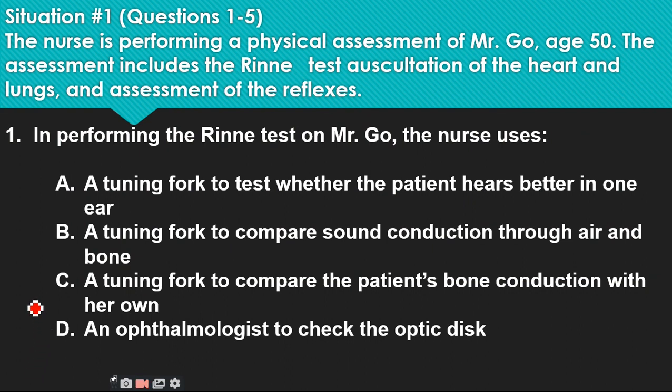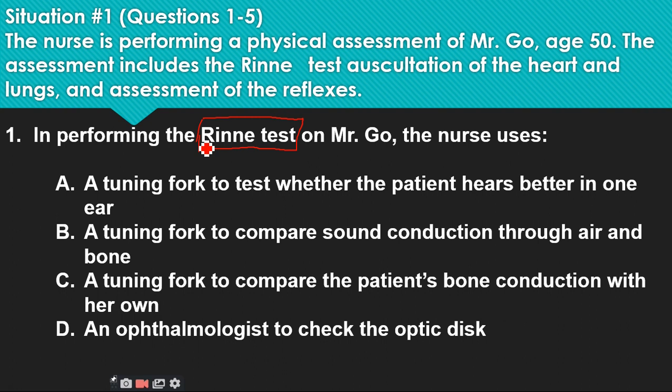Situation number 1. For questions 1 to 5, the nurse is performing a physical assessment of Mr. Go, age 50. The assessment includes the Rinne test, auscultation of the heart and lungs, and assessment of the reflexes. Question number 1. In performing the Rinne test on Mr. Go, the nurse uses, take note of the word Rinne test. So this is going to be very important because this is the focus of the question.